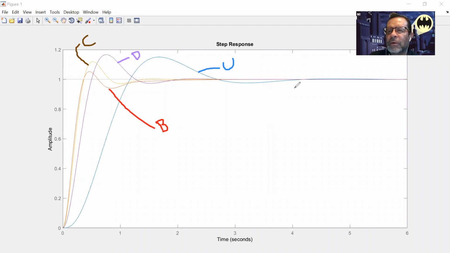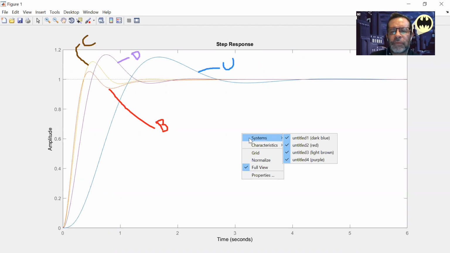Now, what was the parameter we were trying to improve? Somebody remember? The settling time? Settling time, correct. We wanted it to be 1/3.